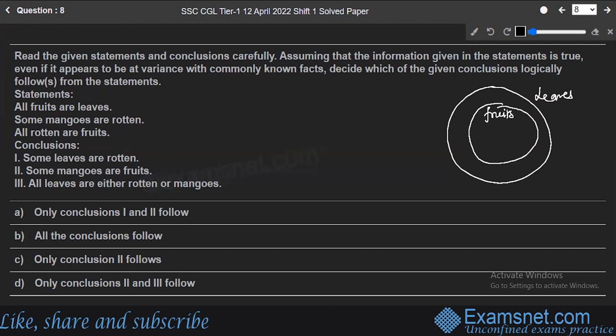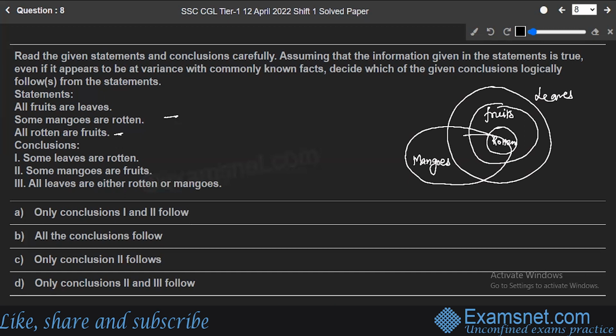Then, some mangoes are rotten, and all rotten are fruits. There are two things here: all rotten are fruits. So first of all, there is this. This entity represents rotten, and it says some mangoes are rotten. So here are the mangoes. So some mangoes are rotten. I think now the Venn diagram situation is very clear.